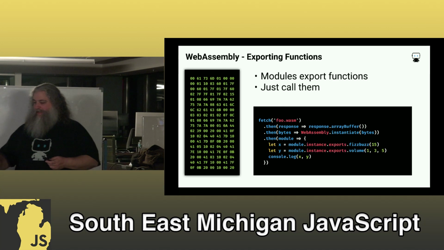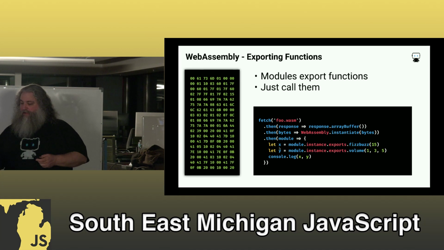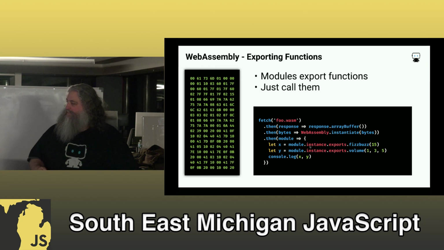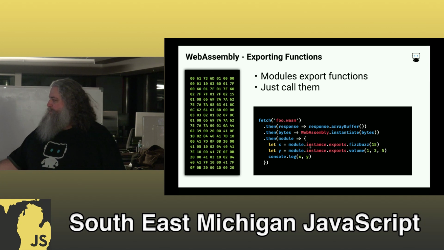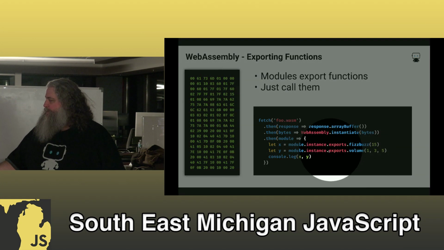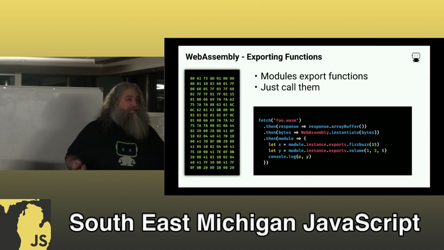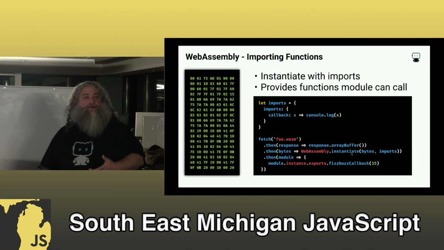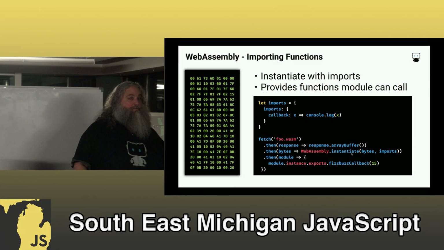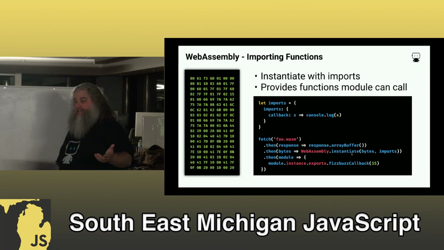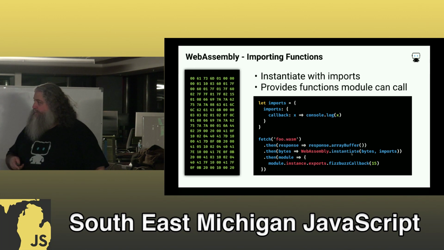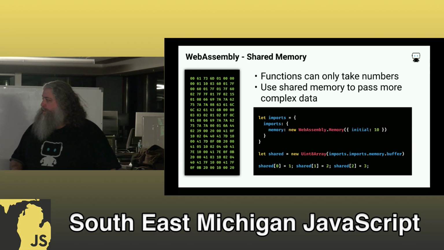And here we can see actually doing things with that module. You've got let x equals module.instance.exports.fizzbuzz, passing in a 15. Every module has an instance, and every instance has exports. We have a callback internal to the WebAssembly. It's going to call back into that function you passed in.